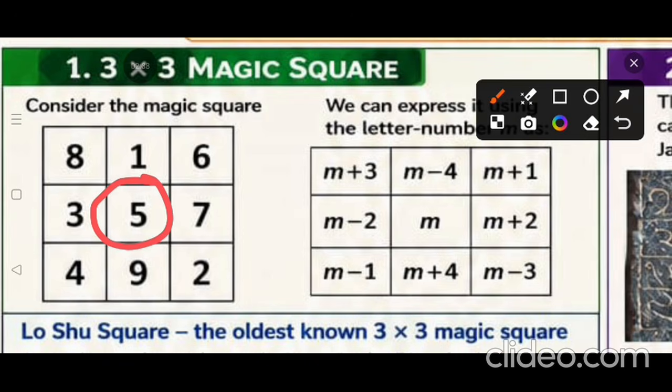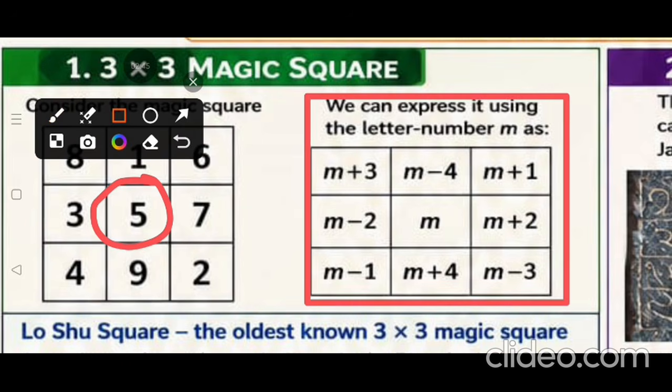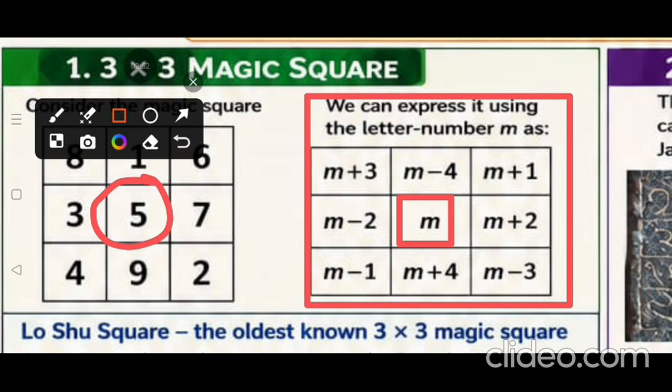To make the magic square, you have to follow the rule that is given in this table. First of all, you will take the middle number, that is m. Now, the corner numbers: the left top corner number is taken as m plus 3. Then the right corner number at the bottom is taken as m minus 3.